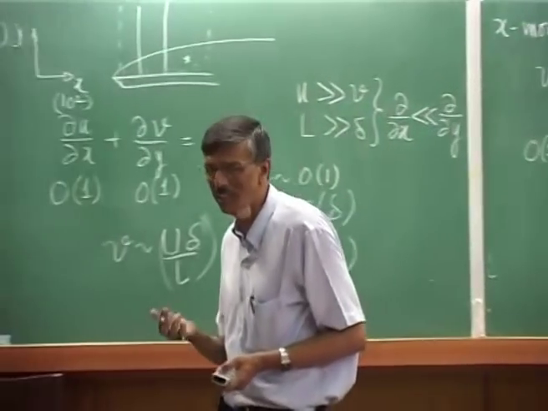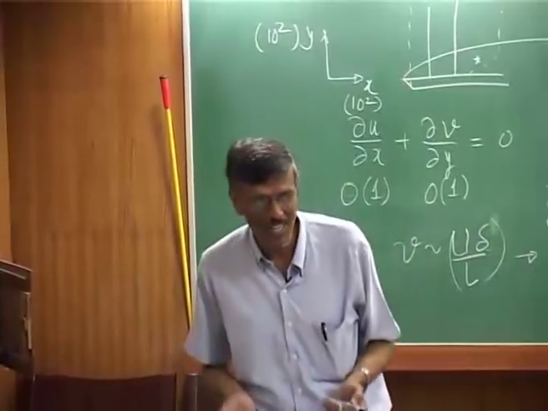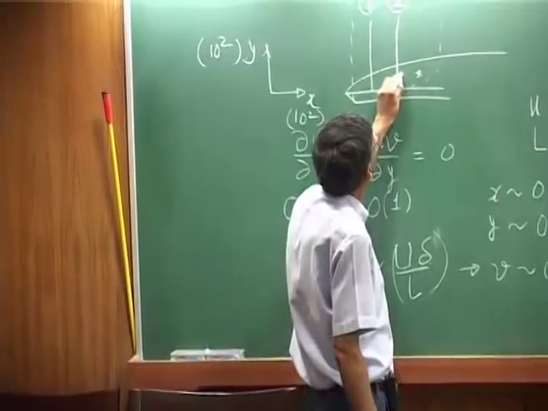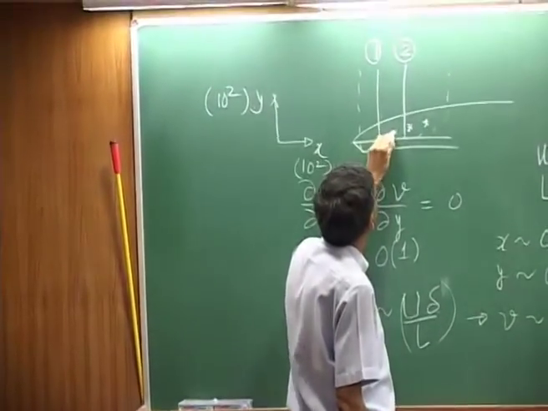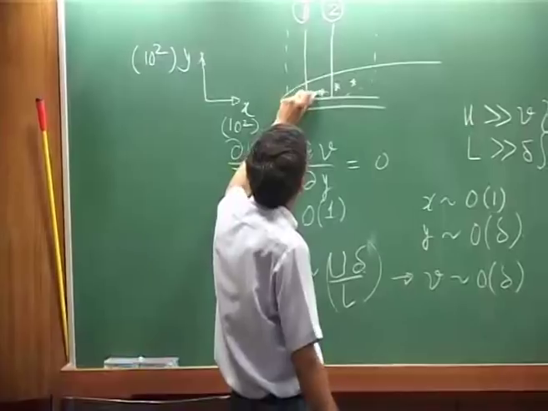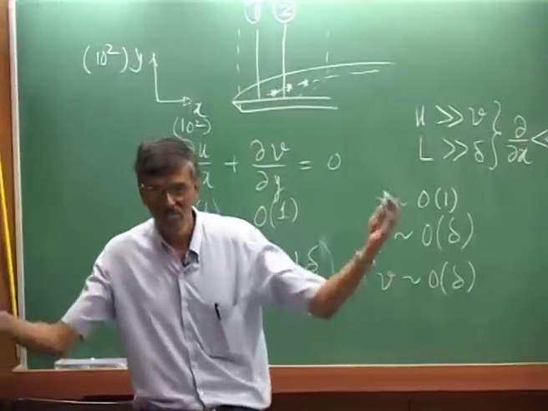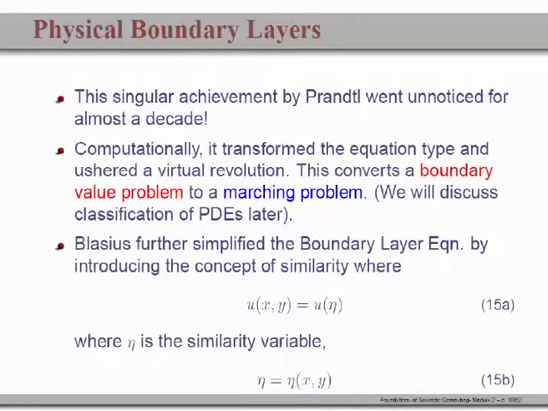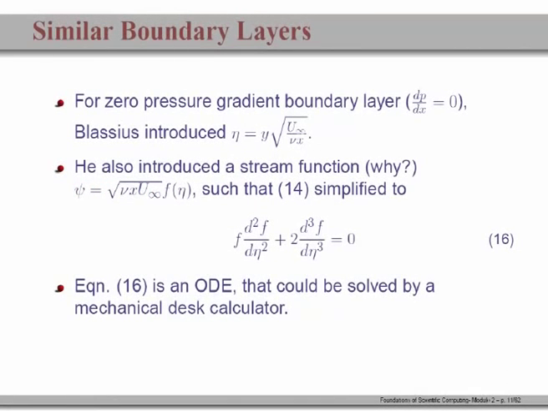Whenever we can do this, we call this a similarity transformation. So, what we are saying is that this point is similar to some other point here, which may be another point here. So, we could probably draw a line across which the solution has the same value, that is given by this u of eta, right. So, let us see how it goes. Blasius actually introduced this eta in terms of this combination.